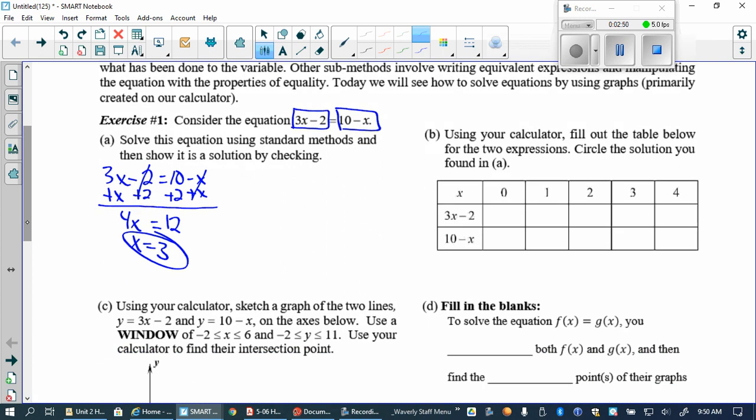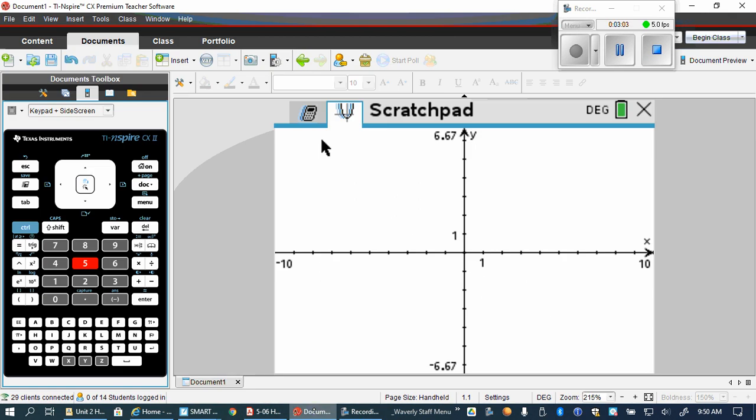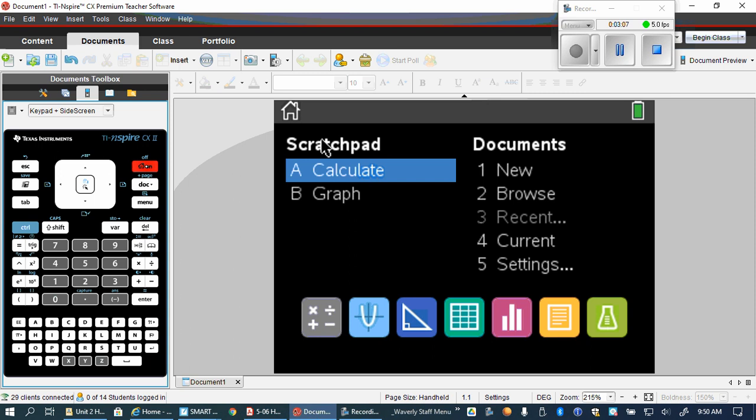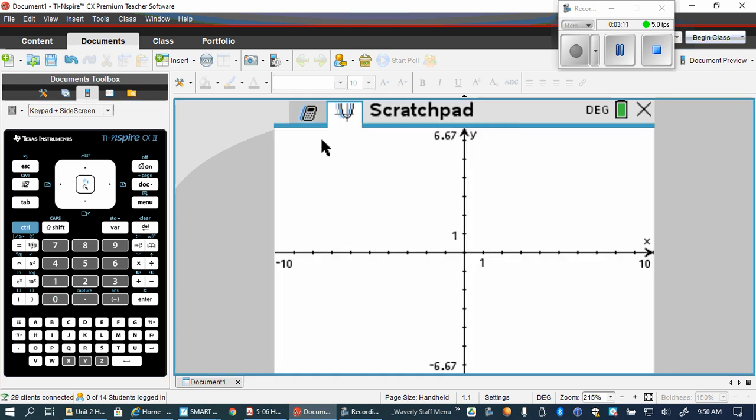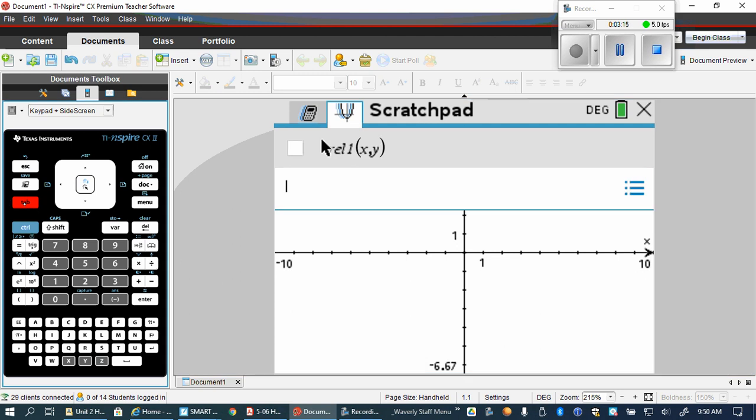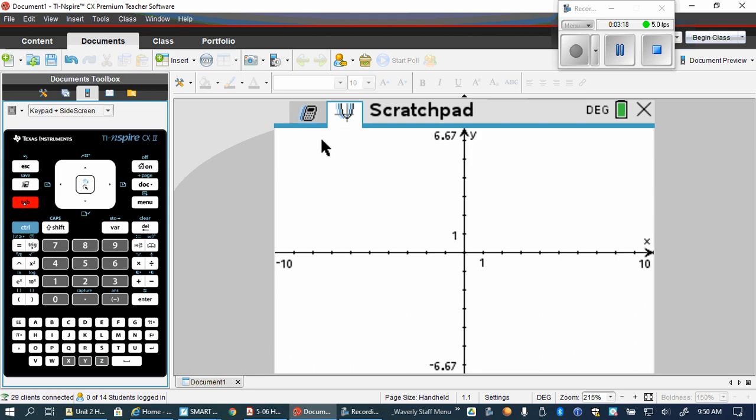You notice how they're going to put both sides of the equation in separately, right? For each one. So let's put in one of them, y equals 3x minus 2. Are we in the scratchpad? You can open a new document, but for this, just hit the little scratchpad button. So hit your tab button to get into there.